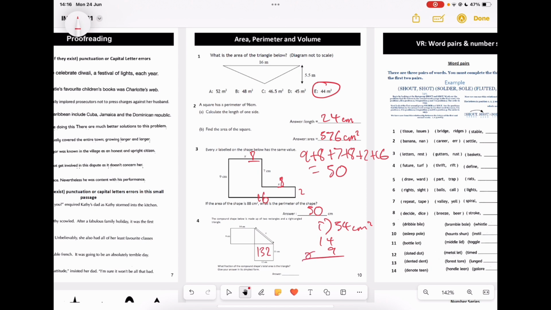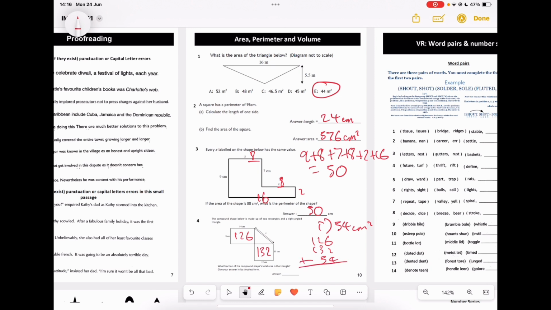But 4 times 9, we know is 36. 9 times 1 is 9, plus 3 is 12, so it's 126. Then what we have to do is 126 plus 132. So 126 plus 132, because this finds, and then we can also add the 54 to find the total area. So 126, 132, and then 54.